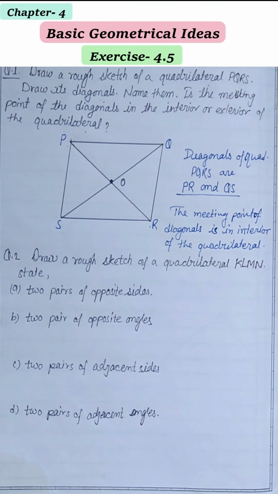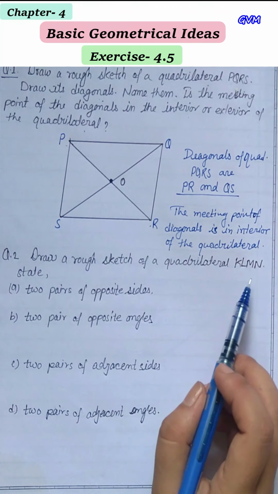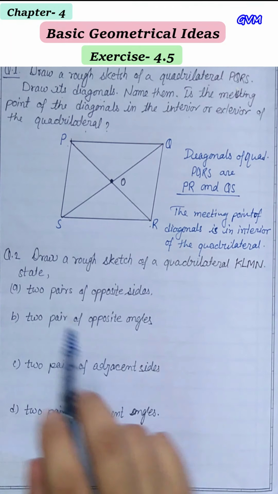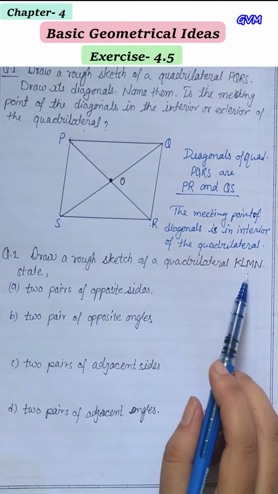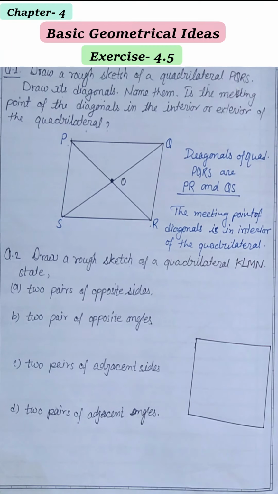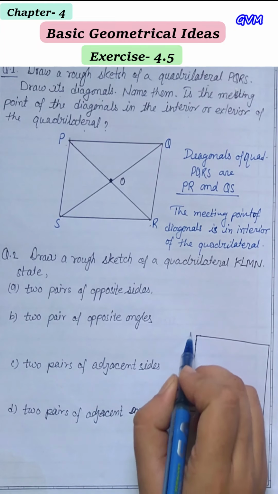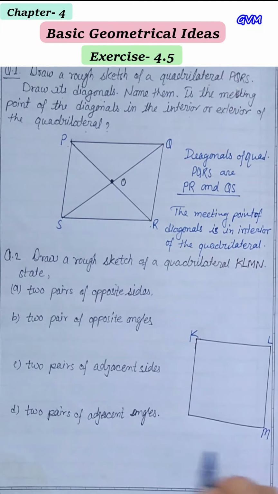Now let's come to question number 2. Draw a rough sketch of a quadrilateral KLMN and state. So first of all we need to draw this sketch KLMN. Let's draw a quadrilateral. Let's suppose this is our quadrilateral and name it K, L, M and N.